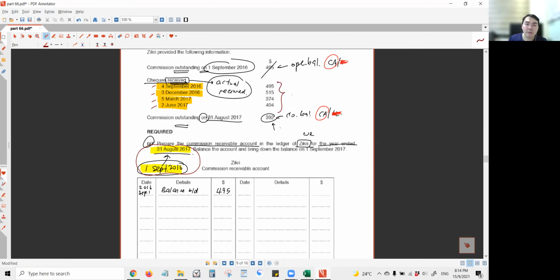Check receipt, right? Debit bank, credit commission receipt account. So you are working on a commission receipt account here. Now we go and credit commission receipt account. It means go to the commission receipt account credit side, write the figure there, write the 4 figures there.